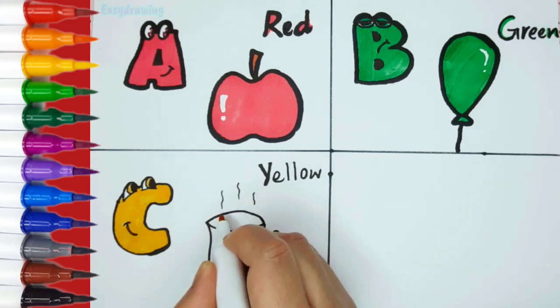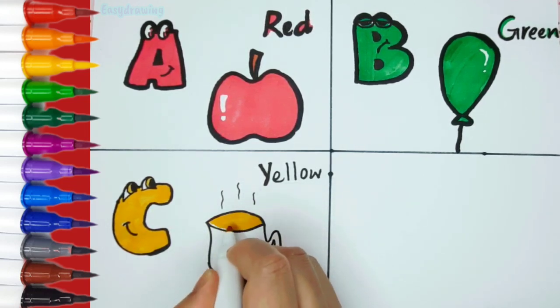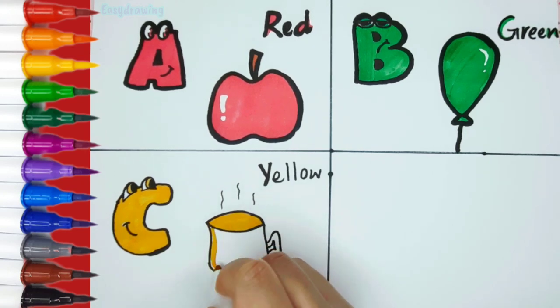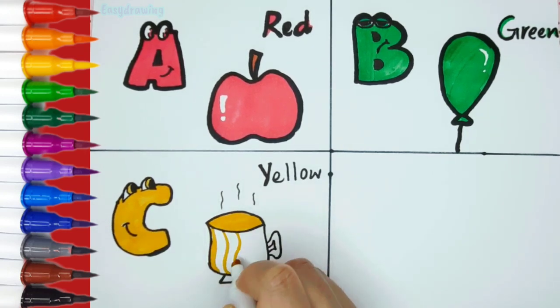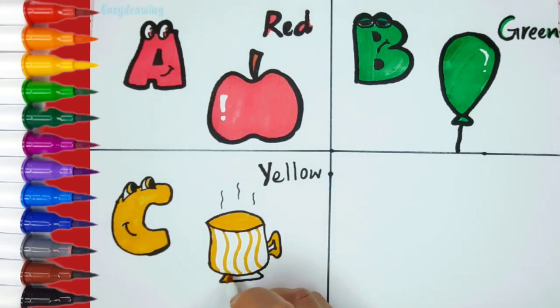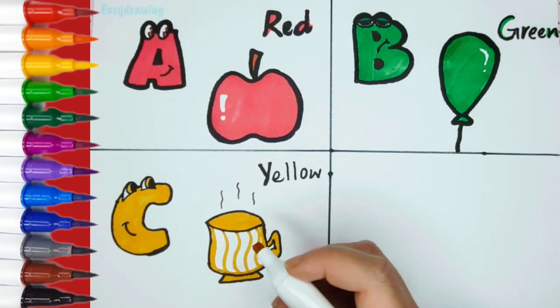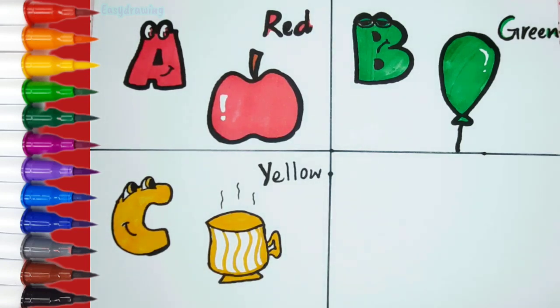Yellow cup. A a apple, red apple. B ba balloon, green balloon. C ka cup, yellow cup.